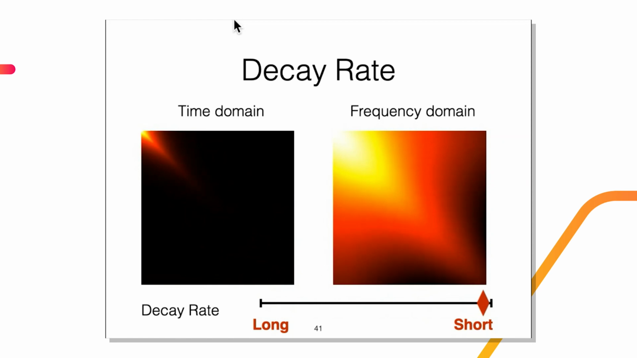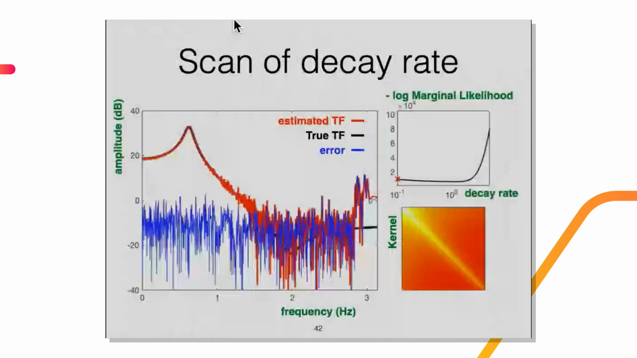By making the impulse response function shorter, I decrease the complexity of the model, right? Which translates in the frequency domain to a more smooth transfer function. If you have something short in time domain, you'll get something smooth in the frequency domain. This is how you can see that in the kernel here.